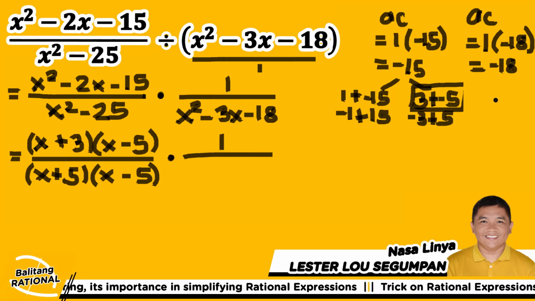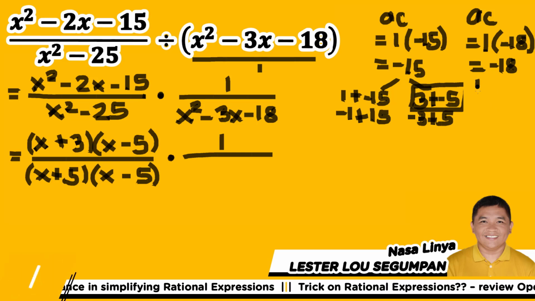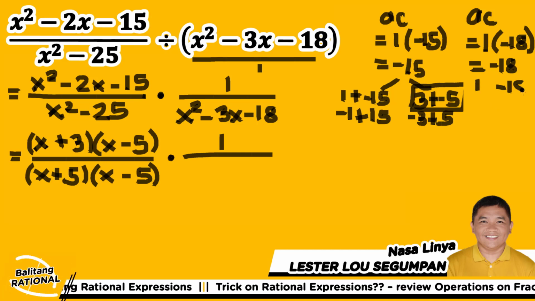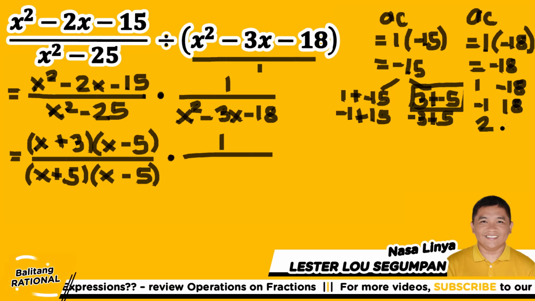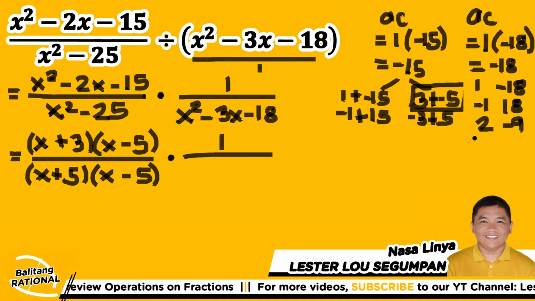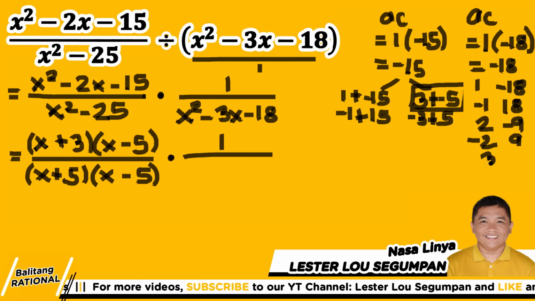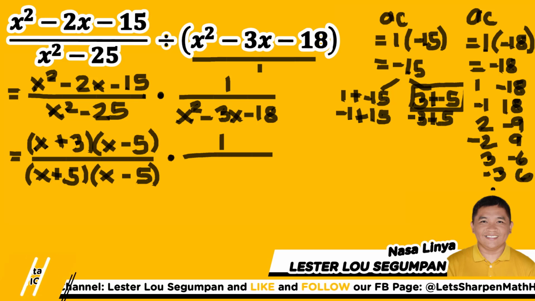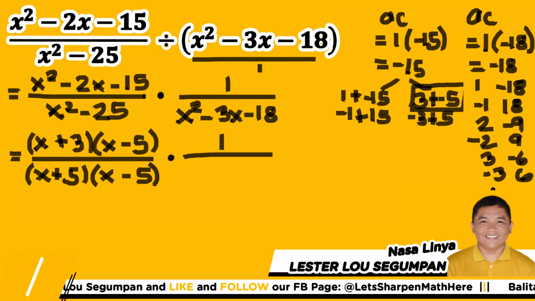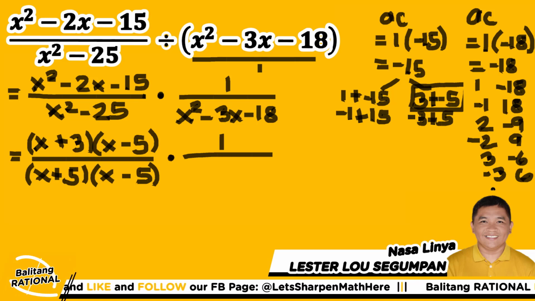Now let's look for the factors of negative 18. Of course, we have 1 and negative 18. We also have negative 1 and positive 18. We have 2 and negative 9. We also have negative 2 and positive 9, to be followed with 3 and negative 6. And you have negative 3 with its pair of 6. Now we have 6 pairs of factors when multiplied together with their partner will result po sa ating AC, which is negative 18.